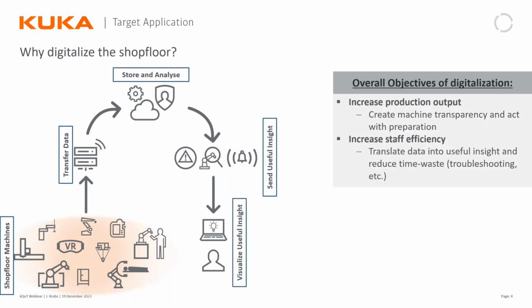So the overall objective of digitalization is, first of all, to increase production output. With machine transparency, you act better, you act before something happens. And the other side is staff efficiency. If you have useful insight, you reduce time waste, troubleshooting, finding different root causes, stuff like that. And both of these objectives are being covered by this product from us, KUKA iiQoT.